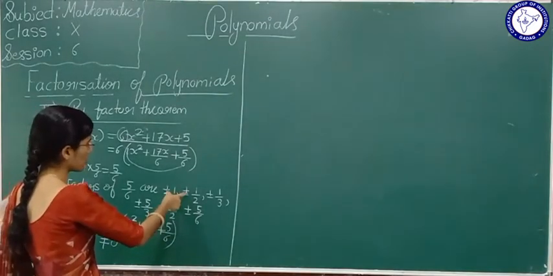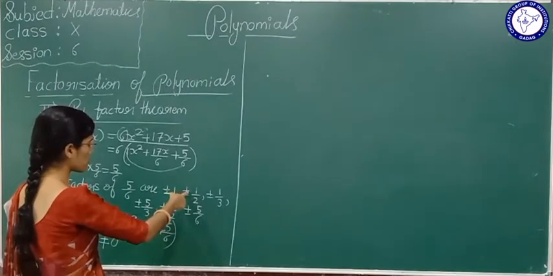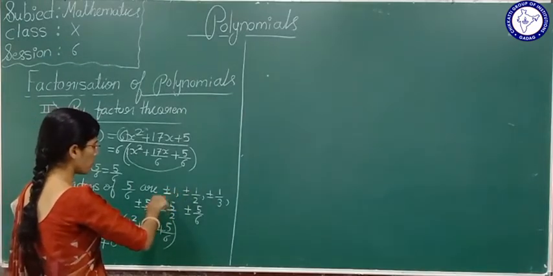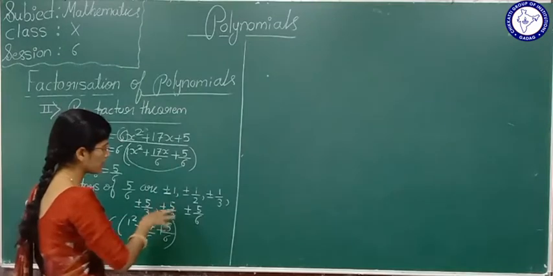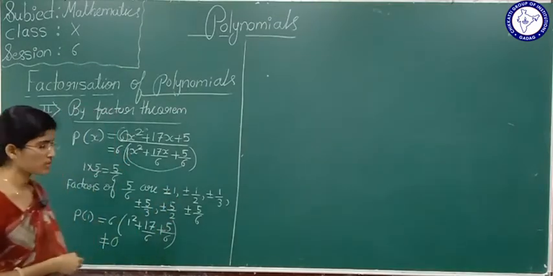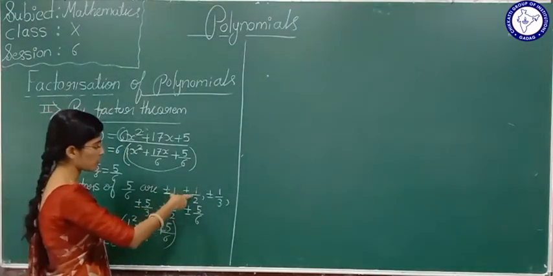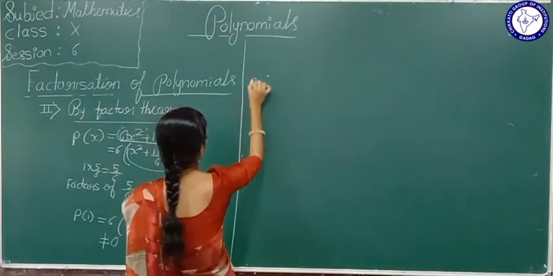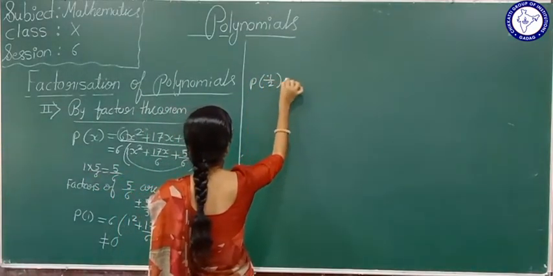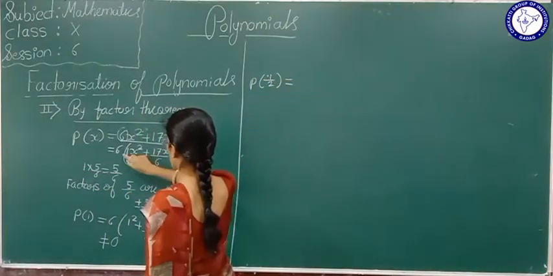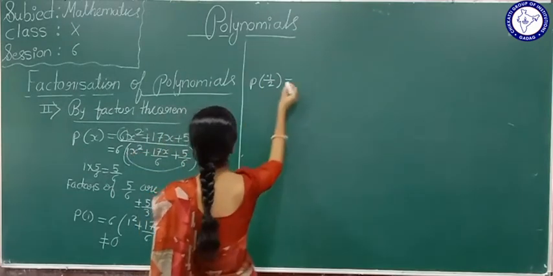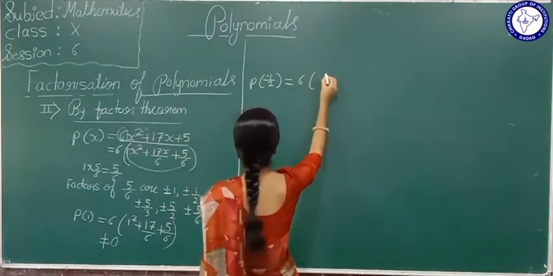Here we just checked for 1, right? It's not possible. Minus 1 is also not possible. Like that, also go for 1 by 2. P of 1 by 2. In this polynomial, where x is there, you put 1 by 2.